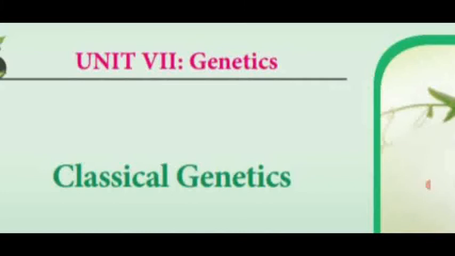The ratio of the monohybrid cross is 3:1, 3 tall plants and 1 dwarf plant. There are 3 of them which show 2 different alleles, that is capital T, the dominant, and small t, the recessive allele. So capital T with small t is named heterozygous tall plant.